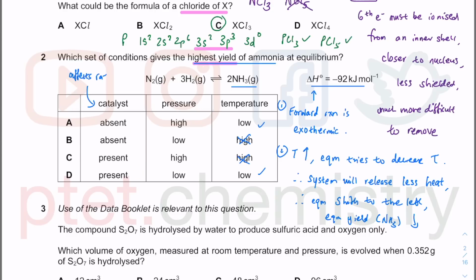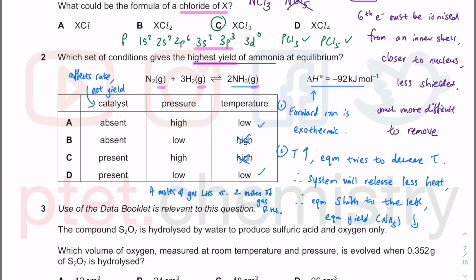and not the yield. Okay, they never ever affect the yield because the catalyst is never used up in the reaction. In terms of pressure, you look at the gaseous component, you have 4 moles of gas on the left. If you have 4 moles of gases on the left hand side, and this is versus 2 moles of gases on the right hand side.